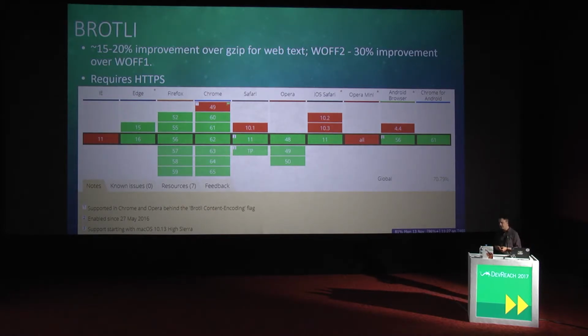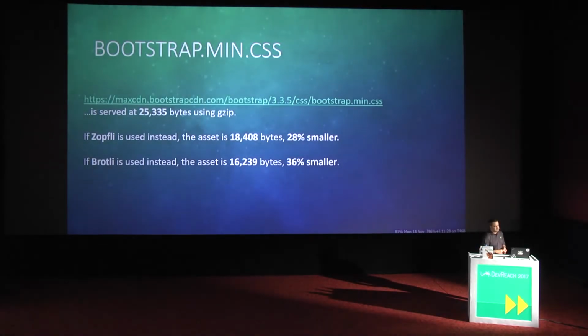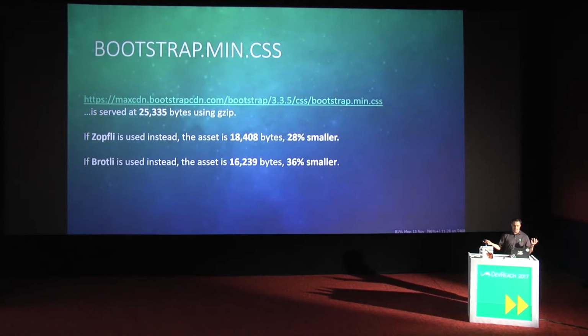And so Brotli is a great improvement. Clients negotiate compression. The client sends an Accept-Encoding header, and the server responds with a Content-Encoding header saying which version of the compression was used. And so Brotli is an option. An example, a common CSS thing, bootstrap.min.css. It's 25K served. If you use Zopfli instead, it's 18K, so you're getting 28% smaller. And if you're using Brotli, it's 16K, so it's 36% smaller.